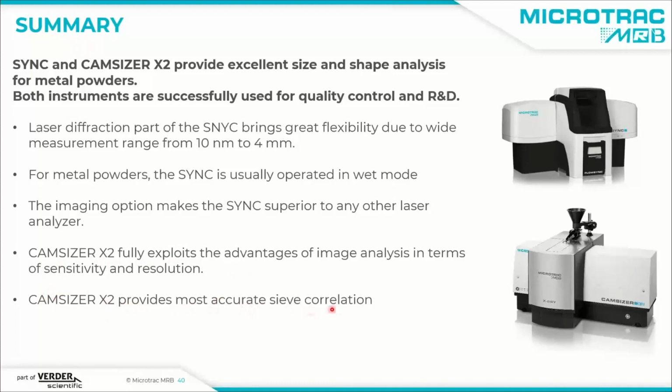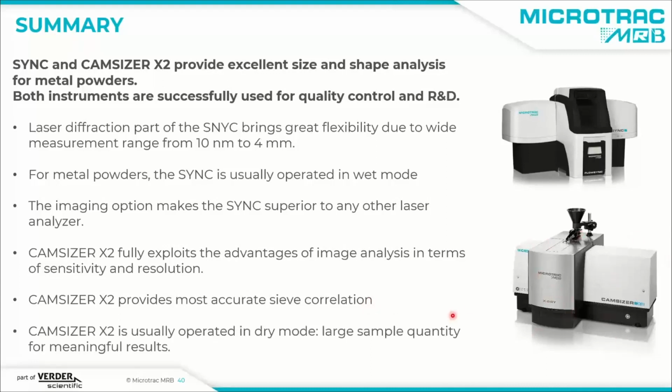And the ChemSizer X2 provides most accurate sieve correlation. So because we can measure so many particles and we can measure the width of the particle very well, if you need to match sieve results, this is the better instrument. Usually we run ChemSizer X2 in dry mode when we analyze metal powders, so we can analyze large sample quantity, like several grams of powder, for meaningful results. It just gives you a bigger database than using smaller quantity.